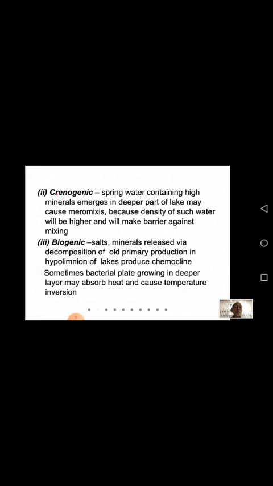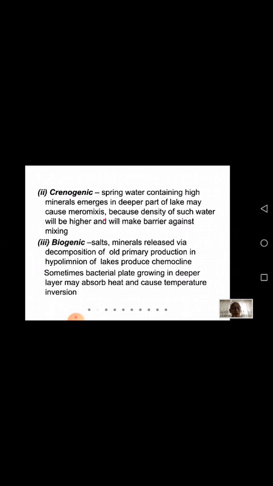And this is crenogenic. Creno means spring, and genic means genesis. So any meromixis which occurs because of a spring is called crenogenic. Spring water containing minerals emerging in different parts of a lake may cause meromixis because the density of such water will be higher and make a barrier. So it is quite easy to understand that if a spring at a certain depth of a lake brings salt water or water with high conductivity, that causes partial mixing, and this is called crenogenic.